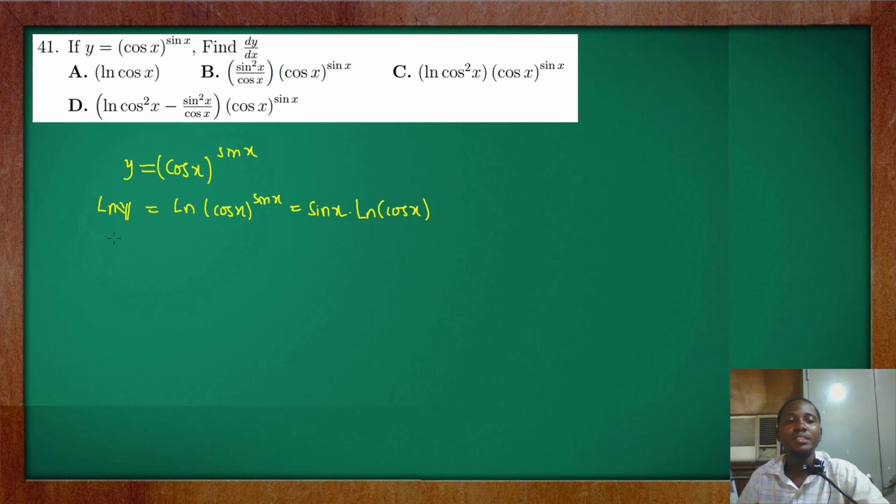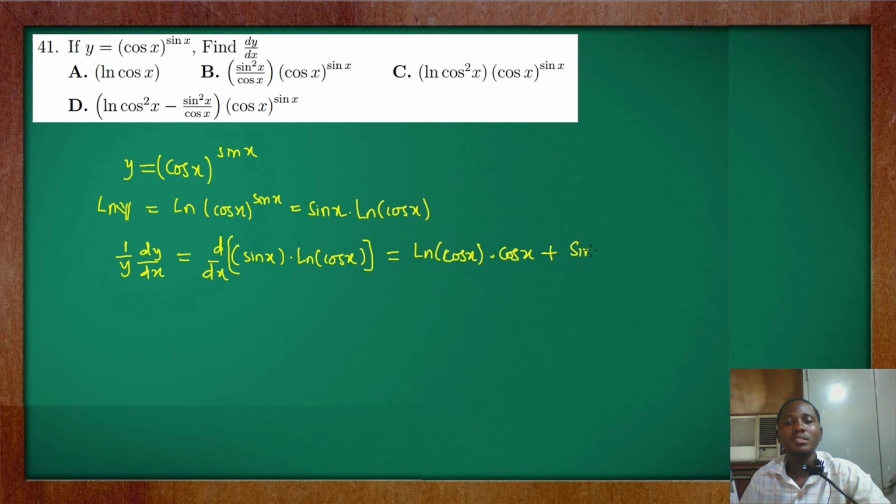Okay, so if I differentiate both sides with respect to x, that means I'm going to have 1 over y, dy dx from your implicit differentiation, equal to d dx of sine x multiplied by ln of cos x. So here I need to apply my product rule, and that means I'm going to have ln cos x multiplied by the derivative of sine x, that is cos x, then plus sine x, then differentiate ln cos x, that means you have minus sine x over cos x.